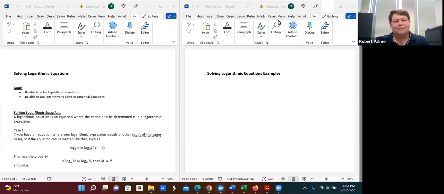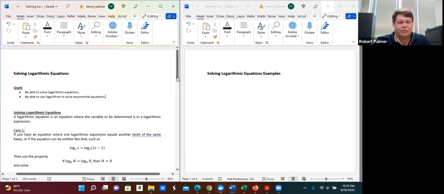Hello, welcome back. What we look at today is how to solve logarithmic equations. So we have two basic goals: to be able to solve logarithmic equations, and then to be able to use logarithms to solve exponential equations. So first, let's take a look at a logarithmic equation.